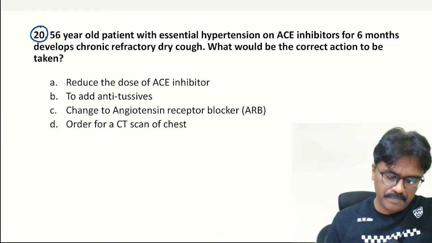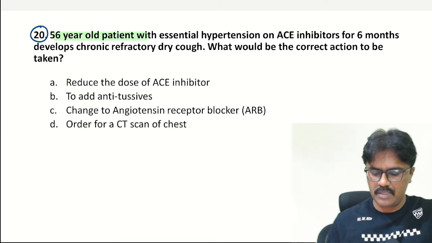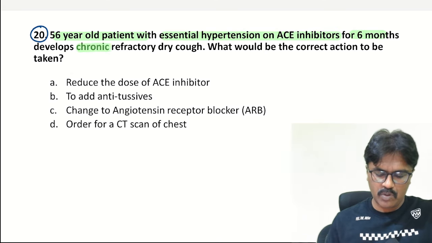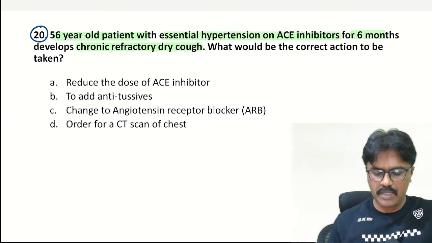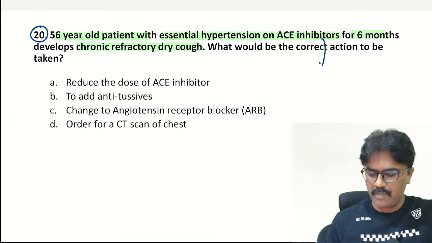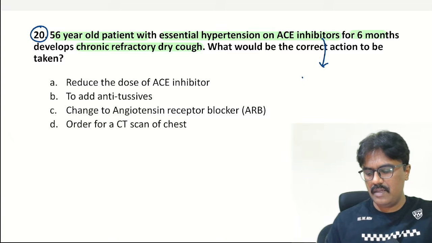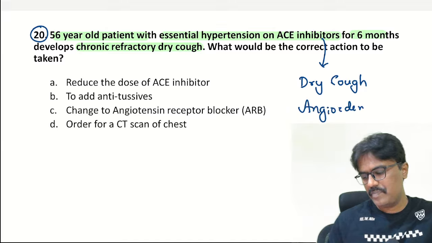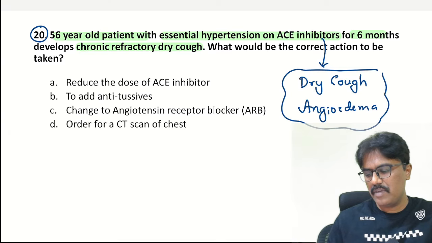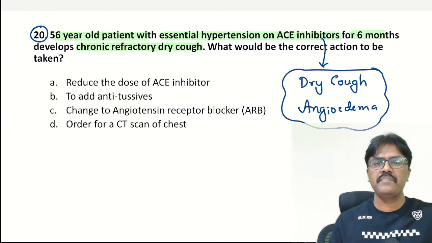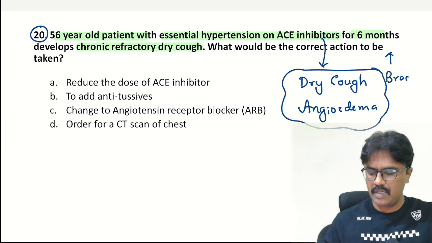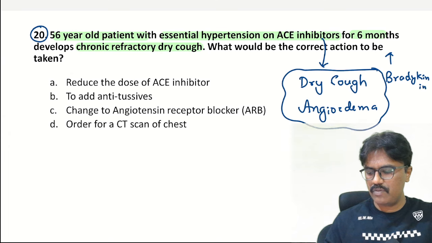Moving on to question number 20. A 56-year-old patient with essential hypertension is on an ACE inhibitor for 6 months. He develops chronic refractory dry cough. What should be the correct action to be taken? Now, what is the problem when we give ACE inhibitors? They can lead to dry cough and they can lead to angioedema. Why dry cough and angioedema? Because when you inhibit ACE, the bradykinin is also not broken down, so the bradykinin level increases. And the increase in bradykinin is responsible for dry cough and angioedema.